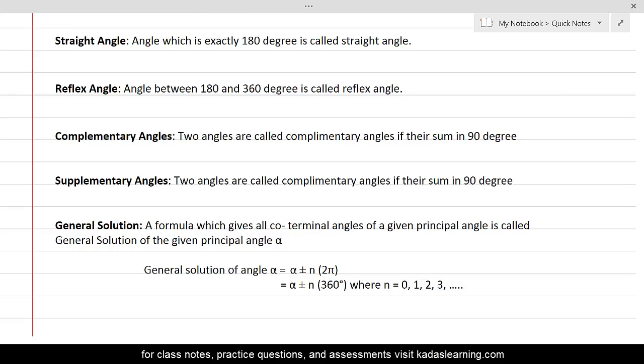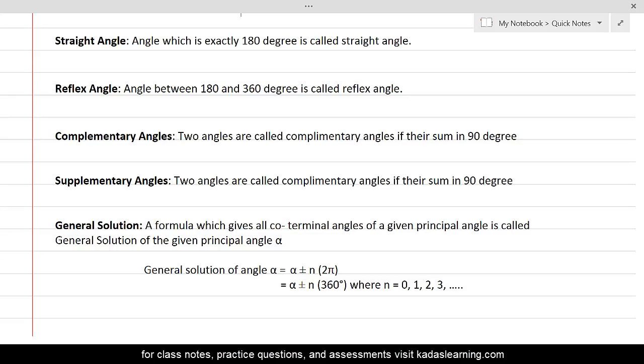Complementary angles: two angles whose sum is equal to 90 degrees are called complementary angles. For example, if the given angle is 40 degrees, then what would be its complementary angle? 50 degrees, because 40 plus 50 is going to be 90. If you have a given angle of 80 degrees, then what would be its complementary angle? That would be 10 degrees, because 10 degrees when added to 80 degrees is going to complete it to 90 degrees. So that is the definition of two complementary angles.